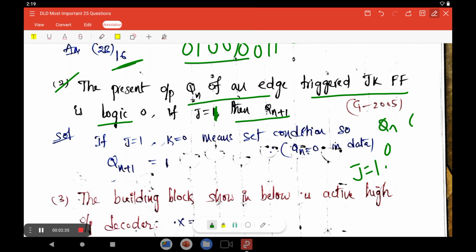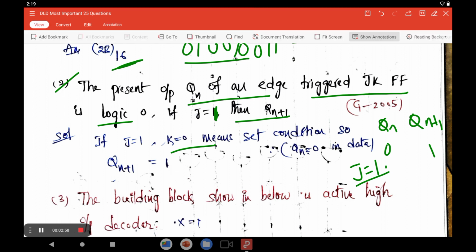What is the next state, Qn plus 1? At that time obviously it is equal to 1, because when J is equal to 1 and K is equal to 0, it is a set condition. In the set condition, obviously the output is set to 1 only. So the answer for this question is equal to 1. So let us move on to the third question.